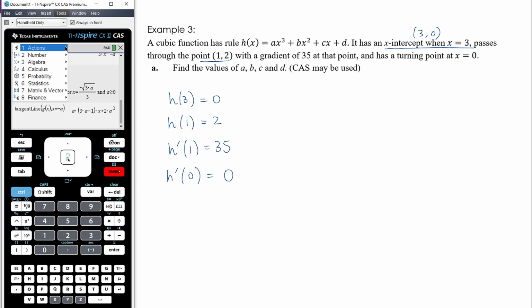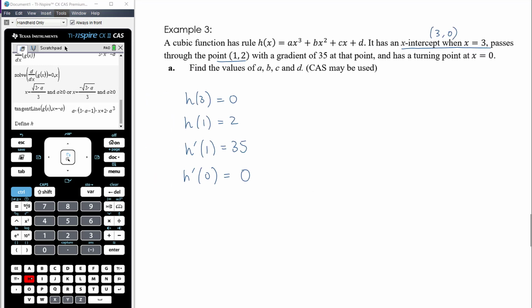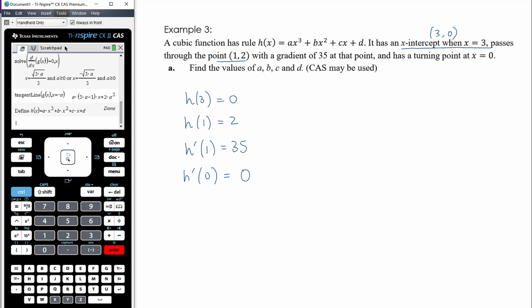We're going to need to first of all define the original function. So menu 1,1, h of x equals, again being careful about the multiplication here, implied multiplication, so it's a times x cubed. You need to explicitly write that multiplication, plus b times x squared, plus c times x, and plus d. Okay, so there's my general cubic, and then we want to set up our simultaneous equations.